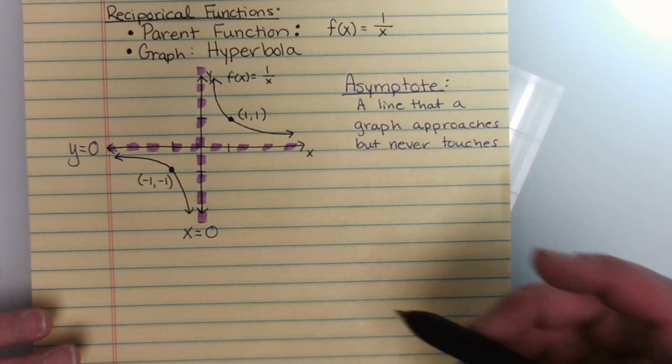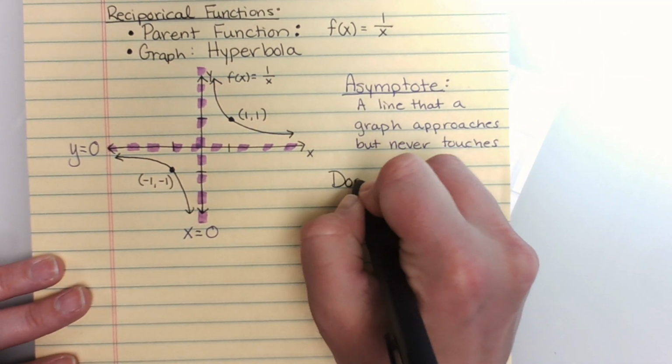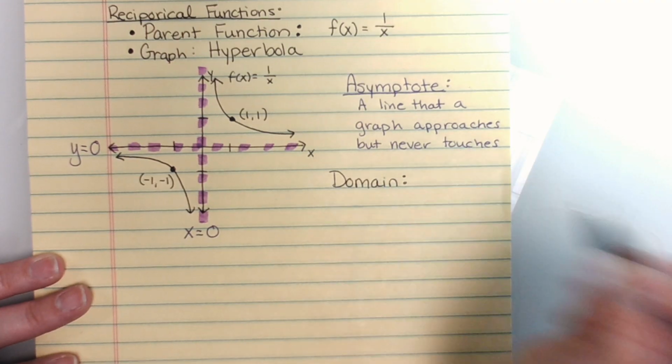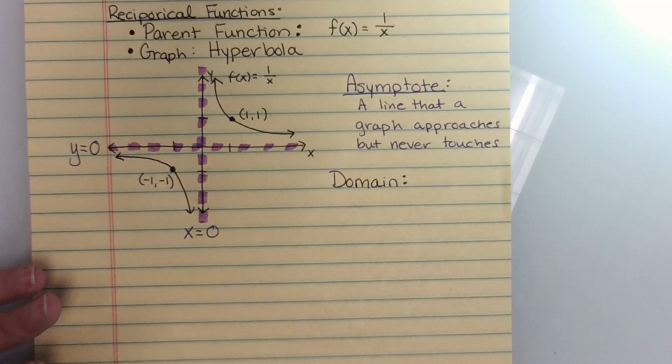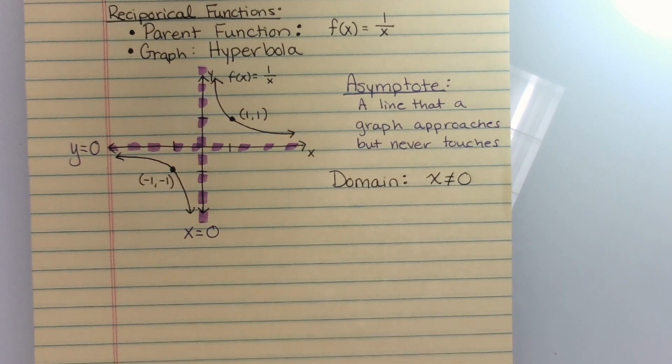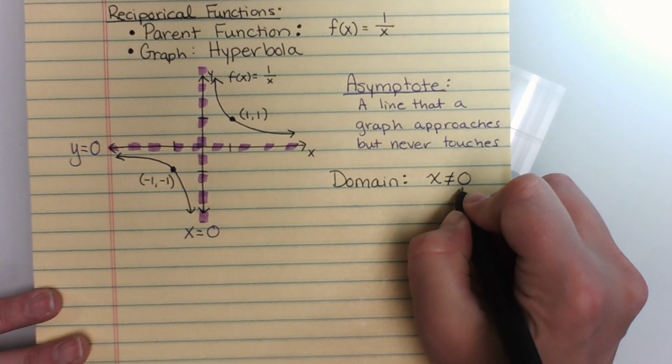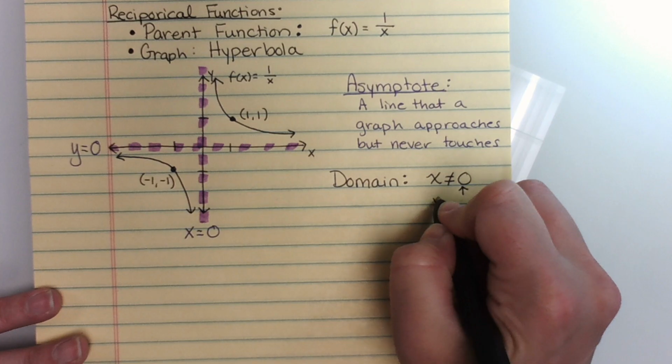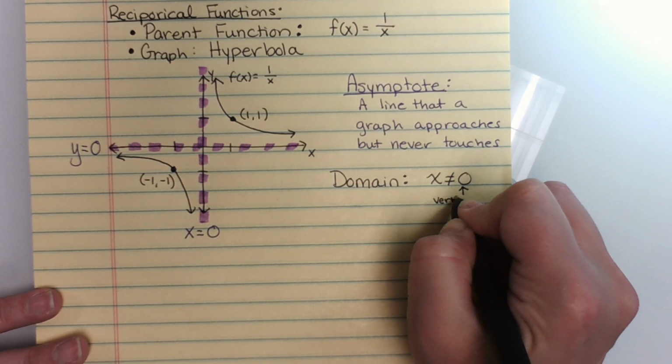That means the domain of this particular reciprocal function is x is not allowed to be equal to 0. Technically, it's x is all real numbers except for x equals 0. We can shorten that down. That's 0 coming from the vertical asymptote.